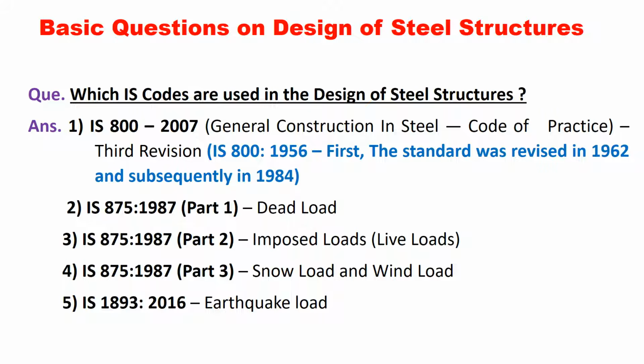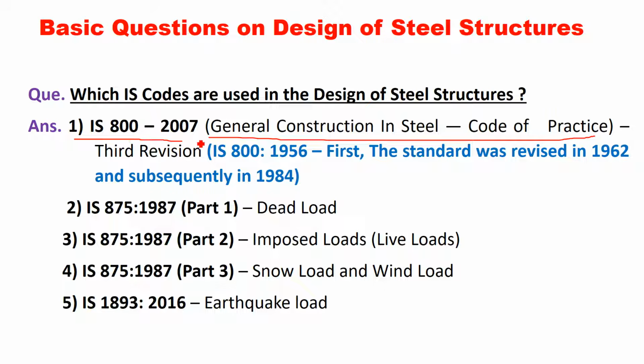So the very first question whenever you are appearing for an interview, the very first question which may be asked on steel structures is which IS codes are used in the design of steel structures. As a civil engineer, as a structural engineer, you must know all these IS codes. So the very first basic one is IS 800:2007 which is used for the design of steel structures. General guidelines of steel structures are given in this code.